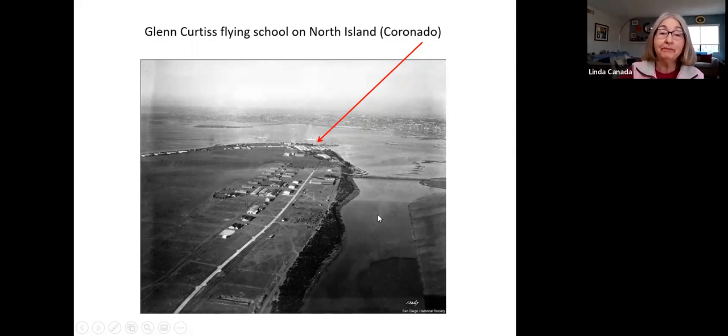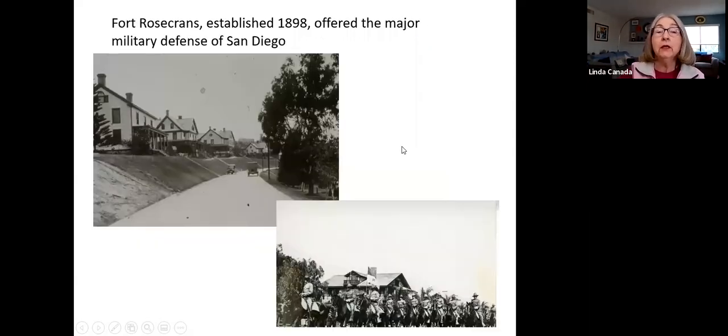Well, we had another military base here at the time Glenn Curtis was here with the Army and the Navy on Coronado. Fort Rosecrans had been established in 1898 over on Point Loma. So we had the cavalry, you know, horses were the means of locomotion in those days. So they lived at the edge of San Diego Bay and guarded the entrance to the harbor.